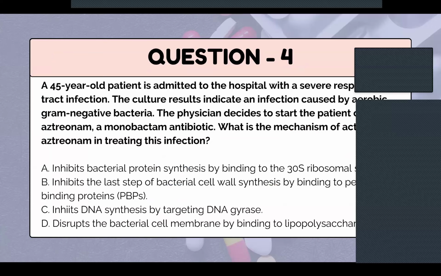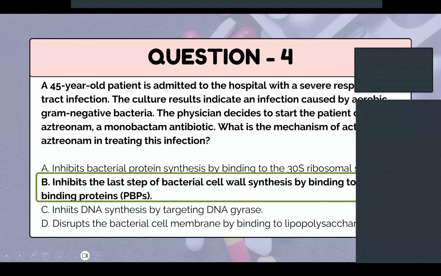A, inhibits bacterial protein synthesis by binding to 30S ribosomal subunit. B, inhibits the last step of bacterial cell wall synthesis by binding to PBPs. C, inhibits DNA synthesis by targeting DNA gyrase. D, disrupts the bacterial cell membrane by binding to lipopolysaccharides. B. Is it B? Yes, you're right. It's B.